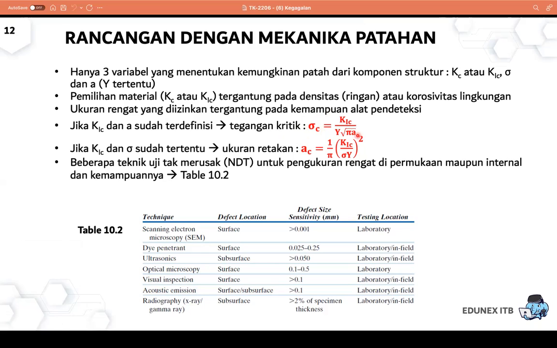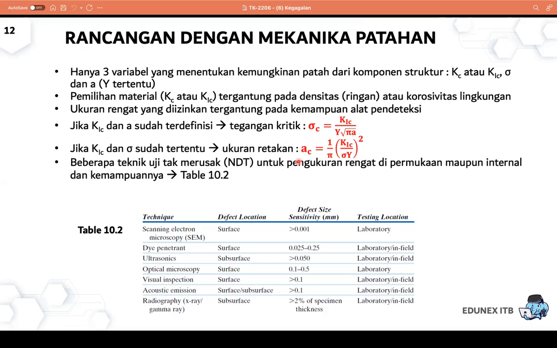Okay, so the next one, if you have the KIC and you already know the limit of your stress, then you can check the maximum size of flaw or maximum size of crack that the material can still withstand, so it can still perform without any fracture.